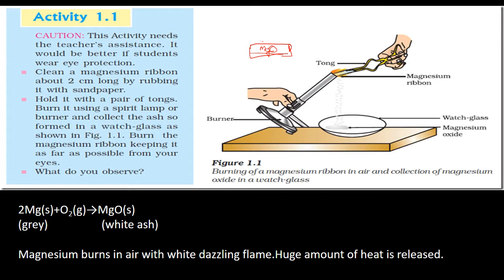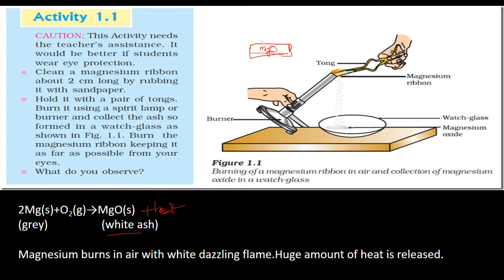So what do we have to do? We have to take a sandpaper and rub the surface of the metal thoroughly so that the shining of the metal is regained. After that, you have to take a pair of tongs and burn the magnesium ribbon with the help of a spirit lamp. Now what happens when it burns? Magnesium burns in air to form magnesium oxide, which is a white ash. Along with this, excess heat will be released.